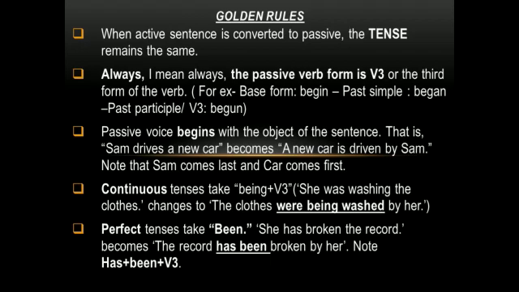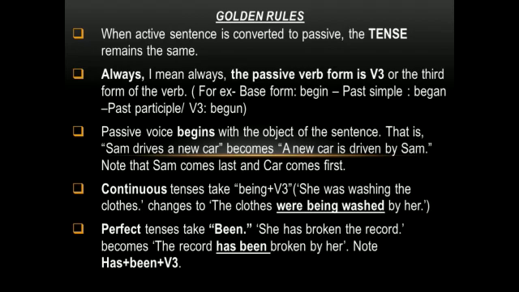The second golden rule, always the passive verb form is V3 or the third form of the verb. For example, base form of begin is begin, past simple of begin is began, and past participle or the V3 form, that is a third form of verb, changes to begun. So it means that in passive verb, we need to use the third form of the verb, always, right?